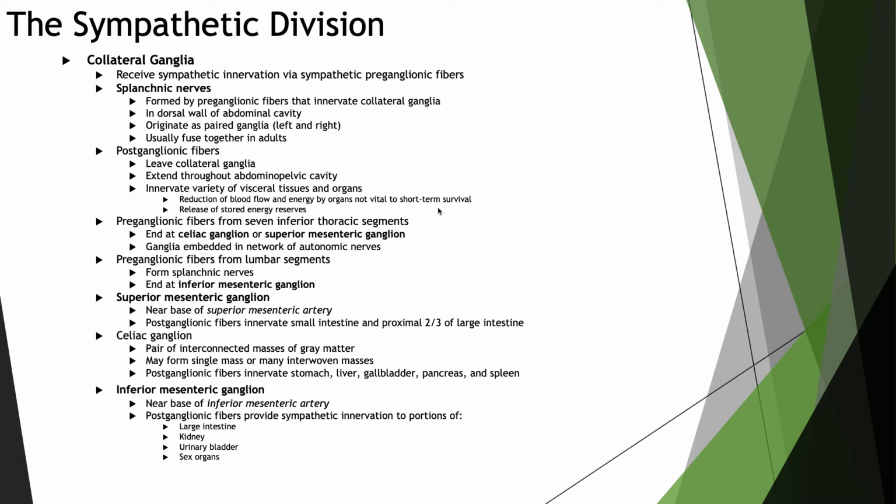The superior mesenteric ganglia is found near the base of the superior mesenteric artery, which provides blood to the stomach, the small intestines, and the pancreas. Postganglionic fibers leaving the superior mesenteric ganglia innervate the small intestine and the proximal 2/3 of the large intestine. The inferior mesenteric ganglia is located near the base of the inferior mesenteric artery, which supplies the large intestine and other organs in the inferior portion of the abdominal pelvic cavity. Postganglionic fibers from this ganglia provide sympathetic innervation to the kidney, the urinary bladder, the terminal portions of the large intestine, and the sex organs.